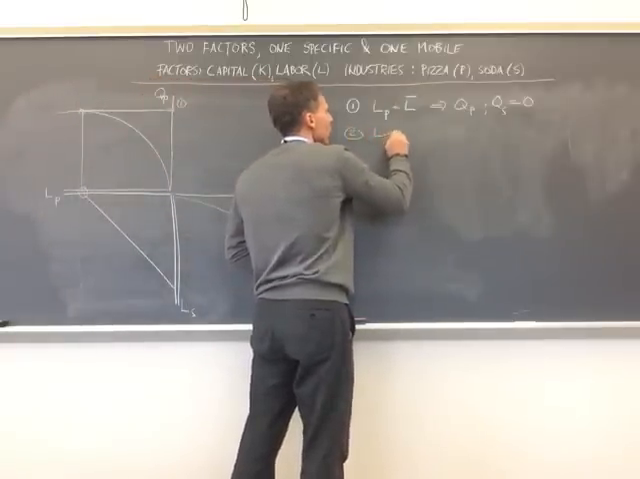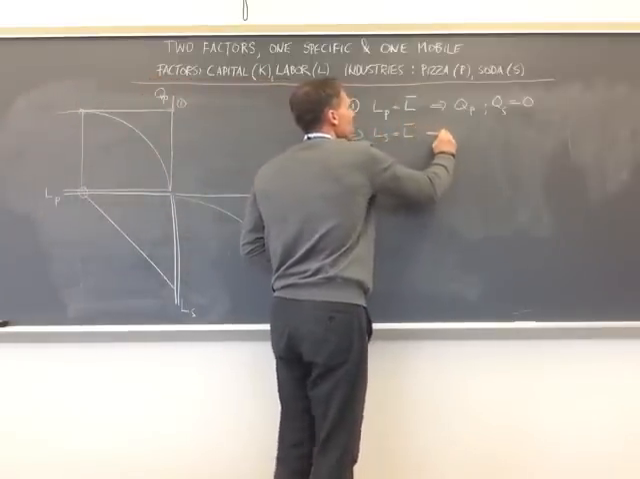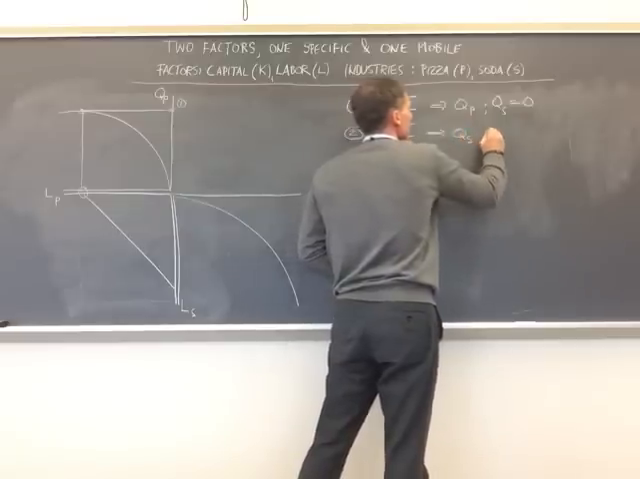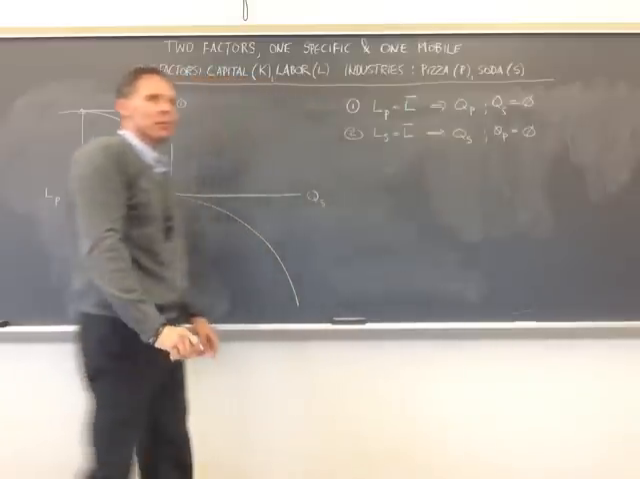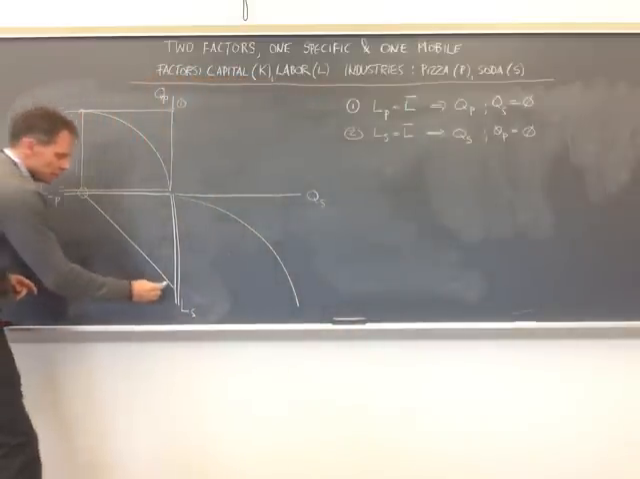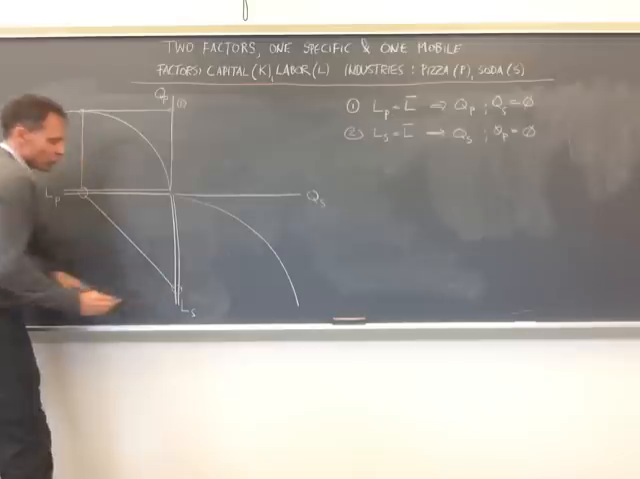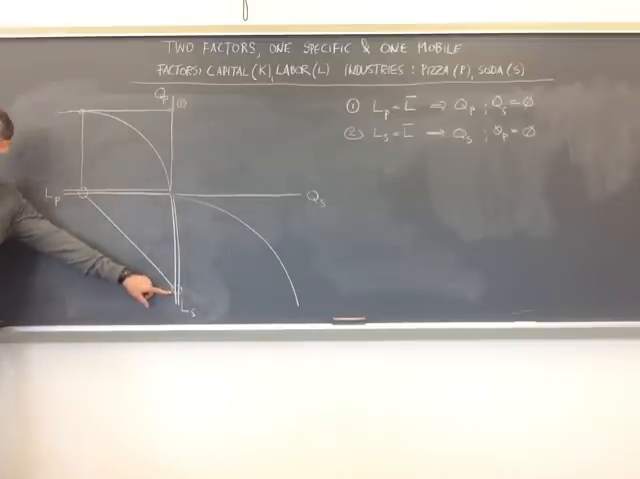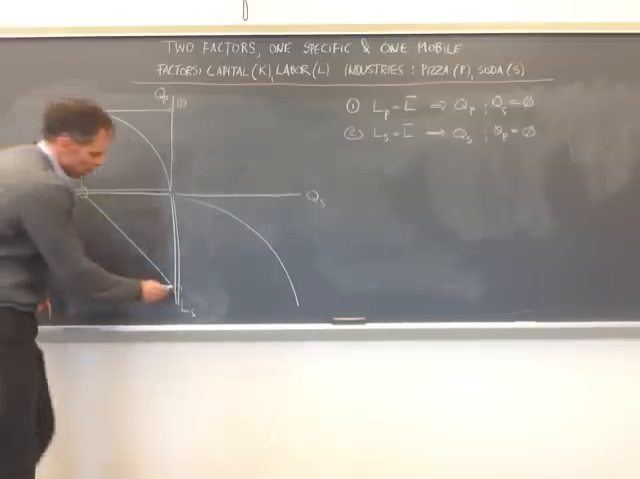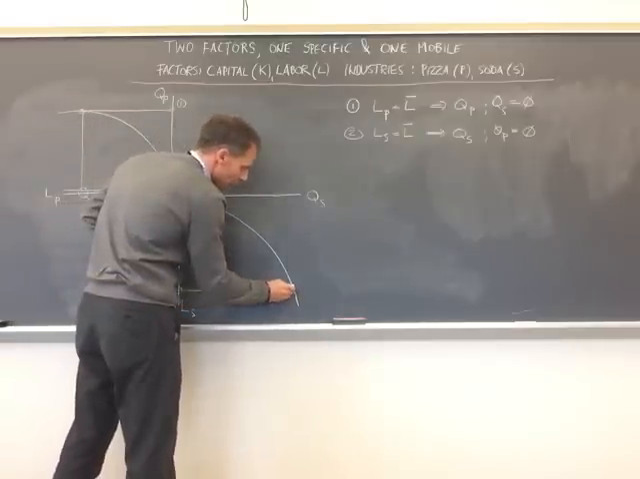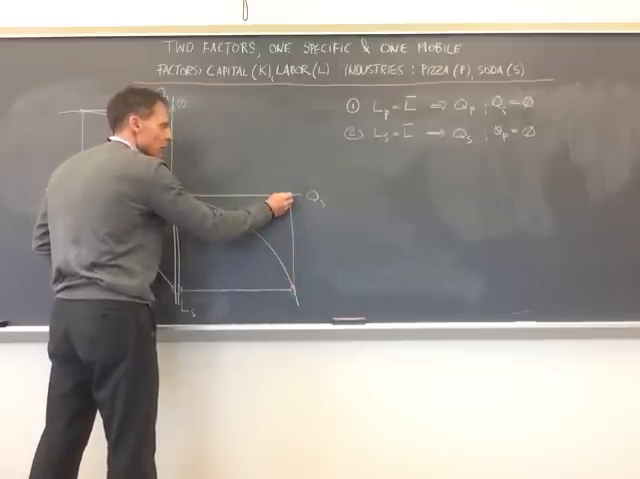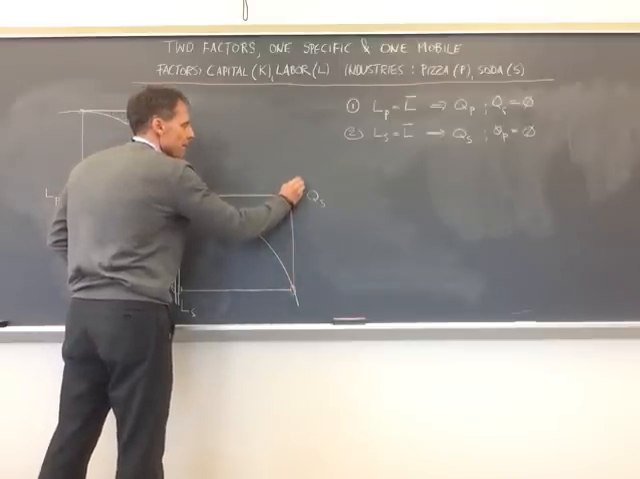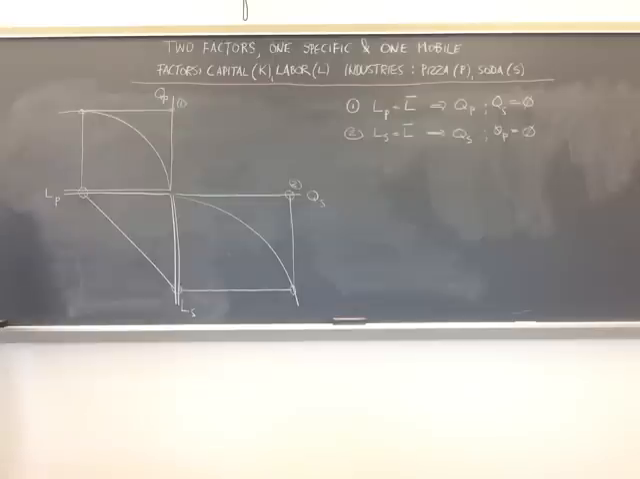Here's what if all the workers are in the soda industry. Then we're going to have soda, but we're not going to have any pizza. If all the workers are in the soda industry, we're going to be right here. We can figure out how many units of soda we can produce in that state of resource allocation. And that will be another point of possibility.